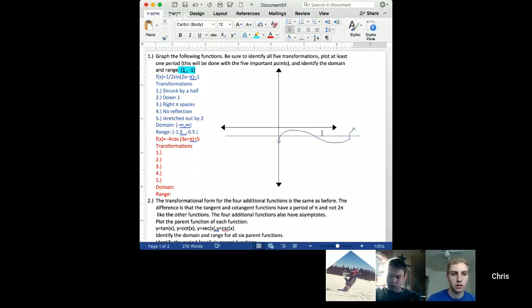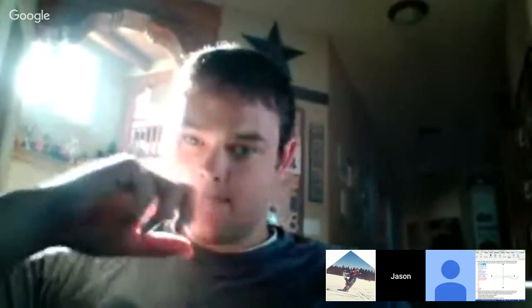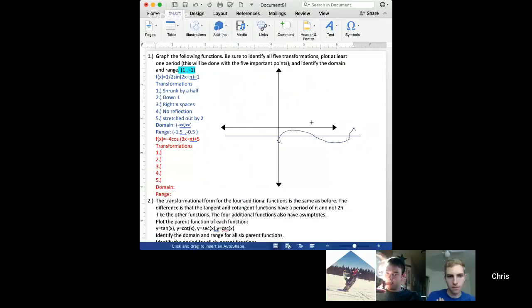Should we tackle the next one? Yes, I don't know how to. I have no idea how to do cosine, so I'm going to do a quick brush up on that. Okay, you guys can start without me. Well, I'm sure the transformations are the same. I think the only thing that'll probably change is going to be the range, if I had to guess.